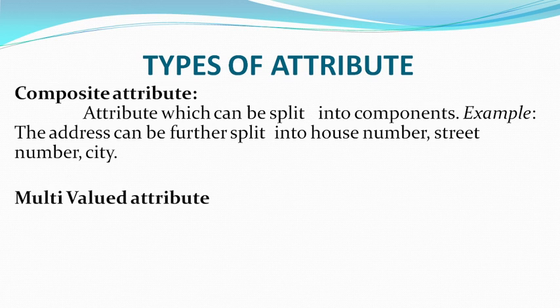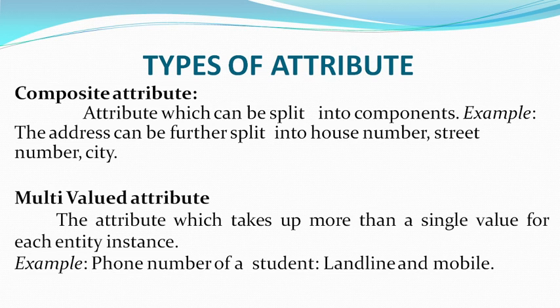Multi-valued attribute means the attribute which takes more than one value for each entity instance. For example, your phone number may be a landline, mobile, office, home, etc. That is, the attribute which takes more than one value is called a multi-valued attribute.